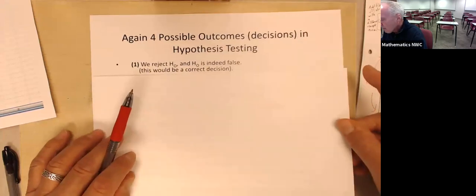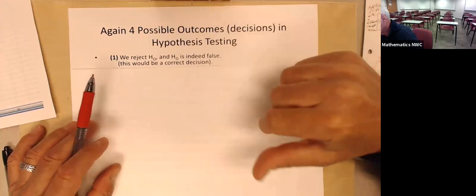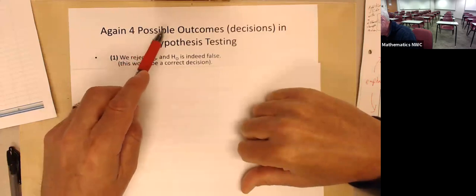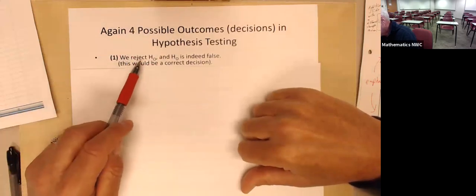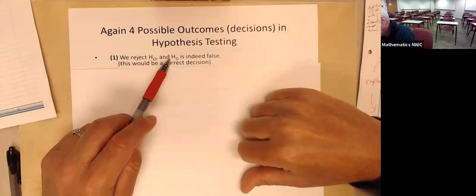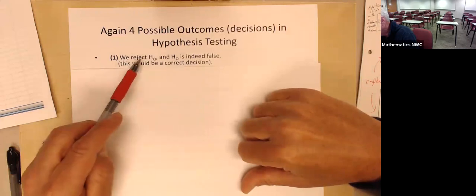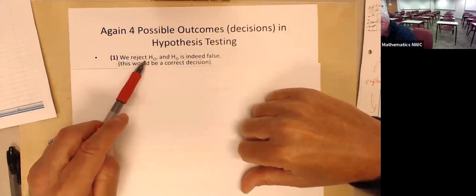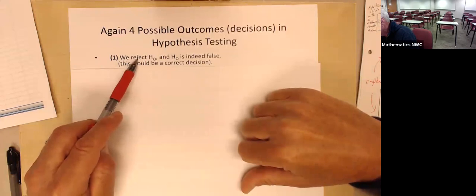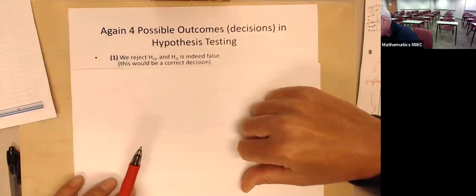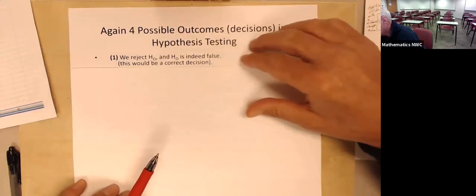This next slide puts it in just a real simple, short, nutshell version. These are the same 4 possible outcomes. If we reject the null, and the null is indeed false, that would be a correct decision. Because it was false, we rejected it. That would mean that my sample went over the line in the sand, I rejected the null, concluded the alternative, and the null was false, so I did it right. Great, that would be like 95% of the time.